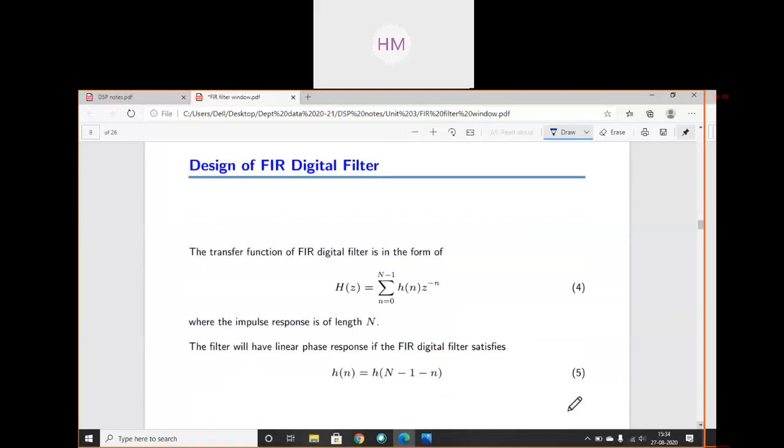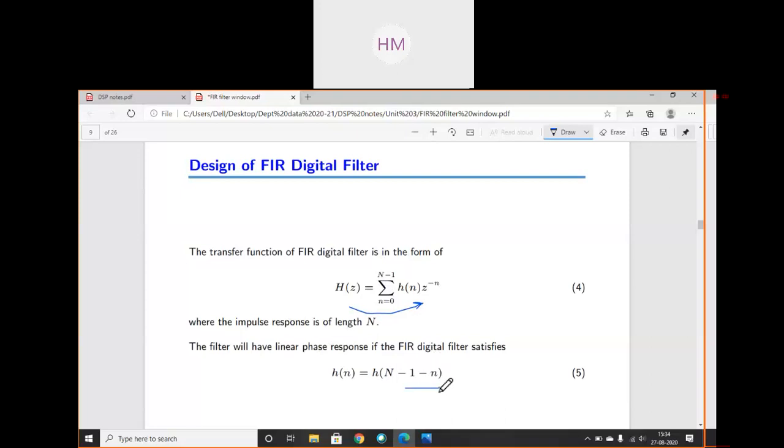So the transfer function of an FIR digital filter is in the form H(z) = summation n = 0 to N-1 h(n) z^-n, where the impulse response is of length capital N. Capital N is the length. The filter will have a linear phase response if the FIR digital filter satisfies this condition. This is a very important condition for linearity of FIR filters.